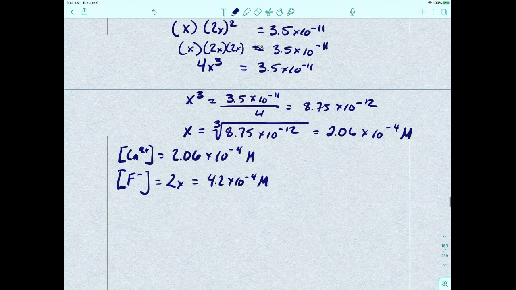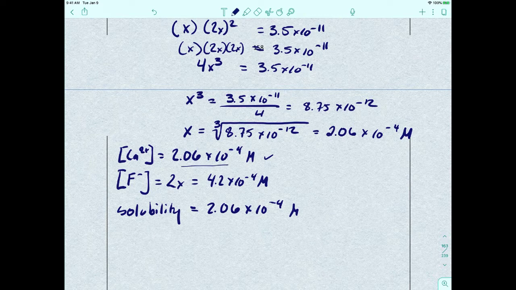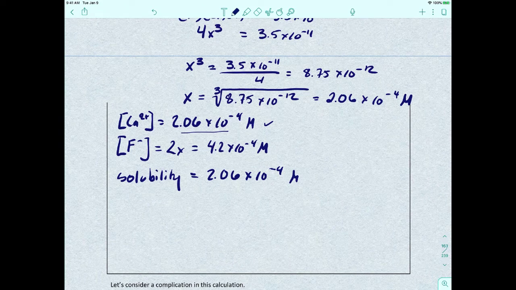All right, now which one is the smaller number? The calcium. So the solubility limit is 2.06 times 10 to the minus 4th molar, because everything's hinging on this. Once you get past that, it doesn't matter how much the fluorides can hold in solution, or how much the solution can hold fluorides in. You've already hit that limit with the calcium 2 plus ion. You're stuck. You're done. Okay, so in this sense, calcium 2 plus is the limiting species. So calcium 2 plus is limiting, the smaller value.